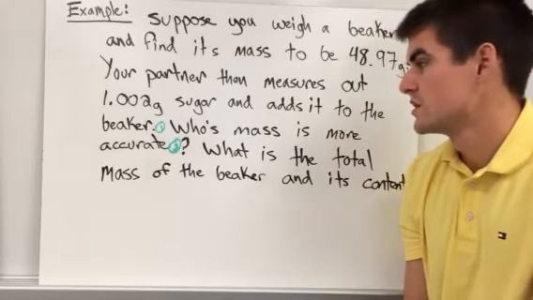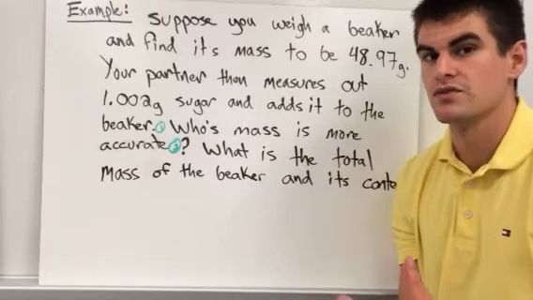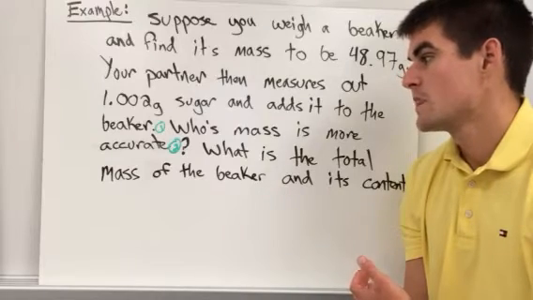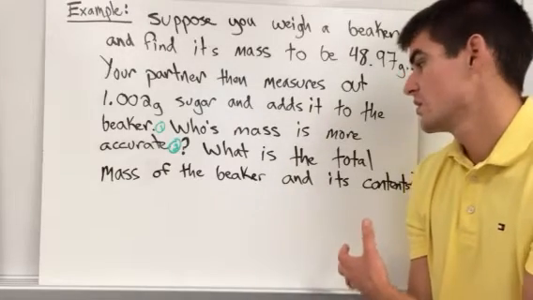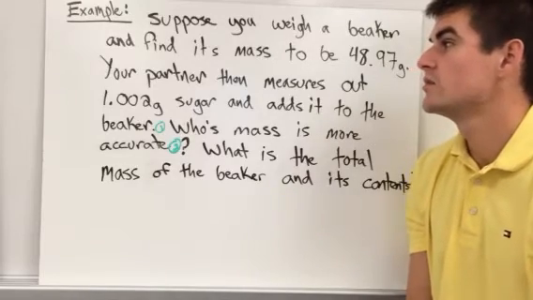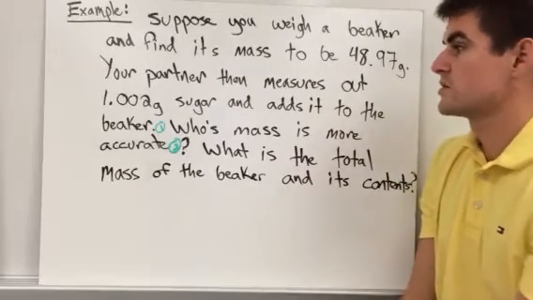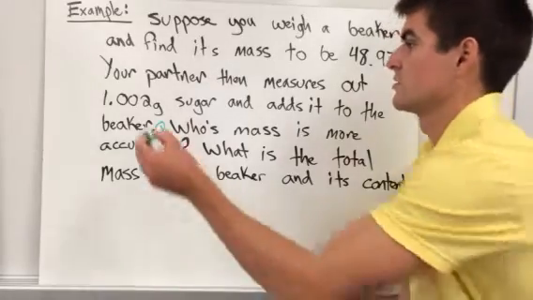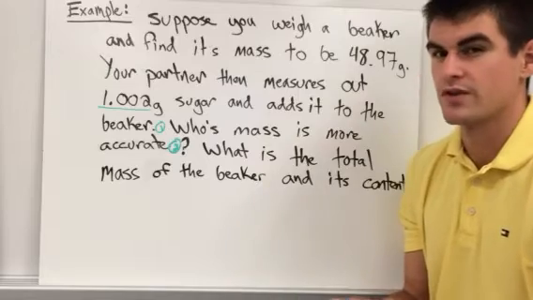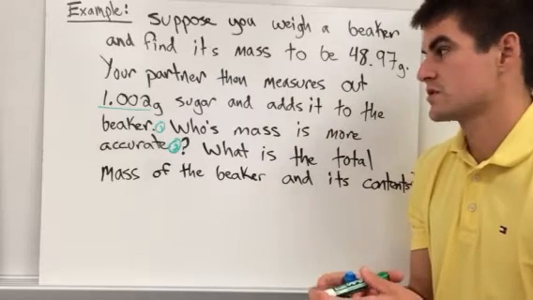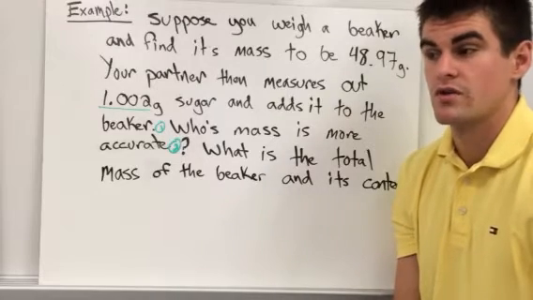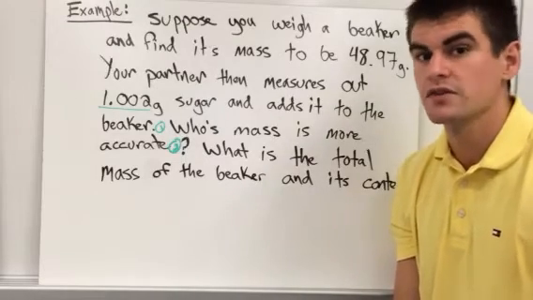The question is trying to figure out, do you know the difference between accuracy and precision? If the question read whose measurement or whose mass is more precise, then you know, because it's the one with the most decimal places. It would be the partner that weighed out the sugar. Make sure you know that definition of accuracy versus precision. To get accuracy, you have to know what it's supposed to be. You have to have a kind of standard value.